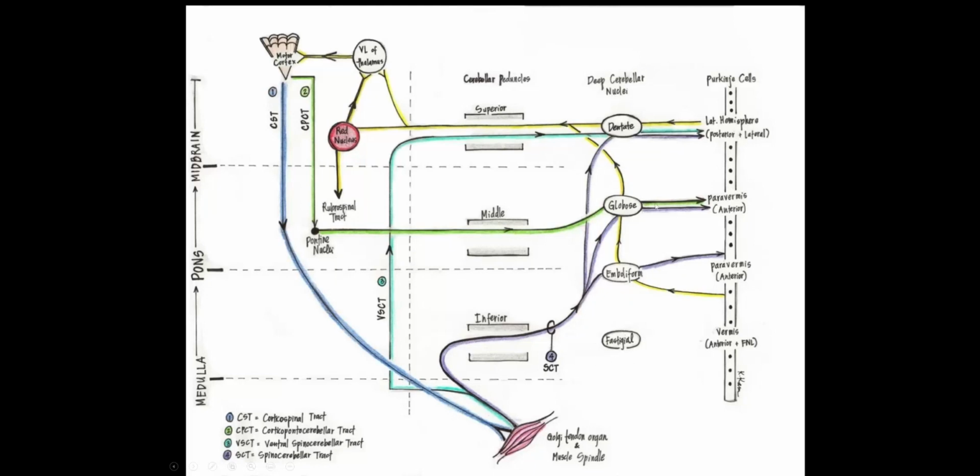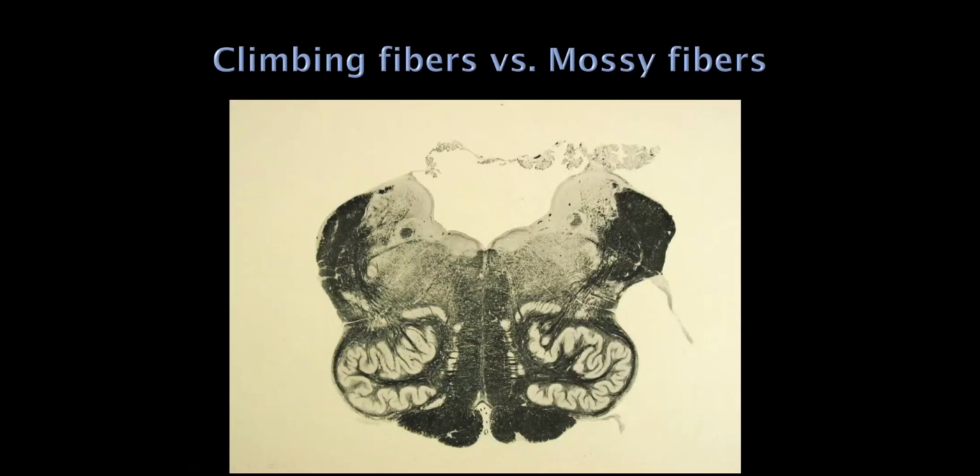Okay, and one other thing this drawing shows is that as this output goes back to the motor cortex through the VL of the thalamus, the red nucleus is also stimulated here, and we have an upper motor neuron pathway from the red nucleus called the rubrospinal tract that would also be influenced then by the cerebellum.